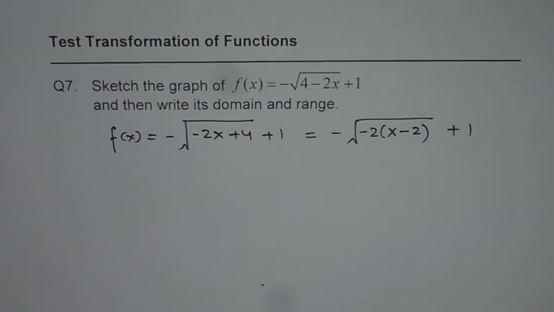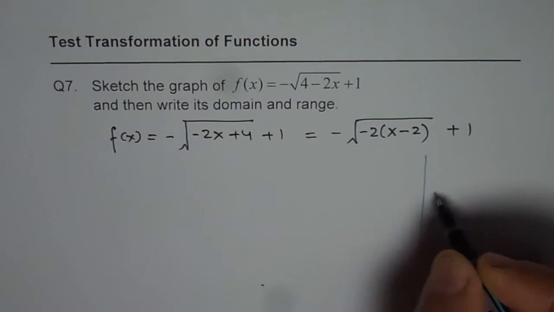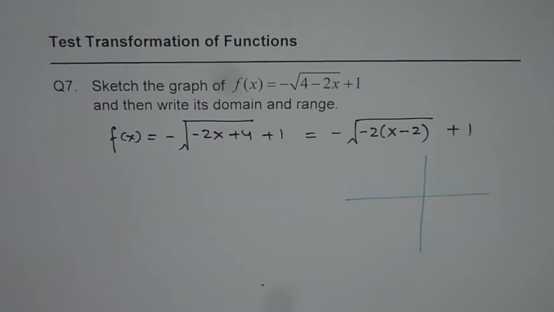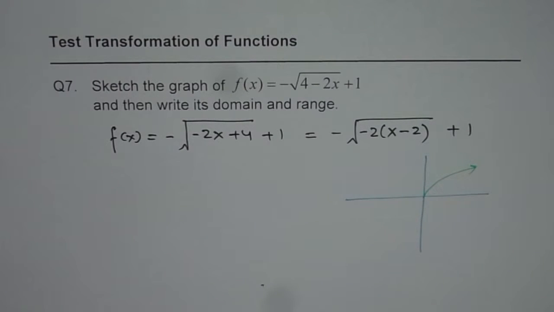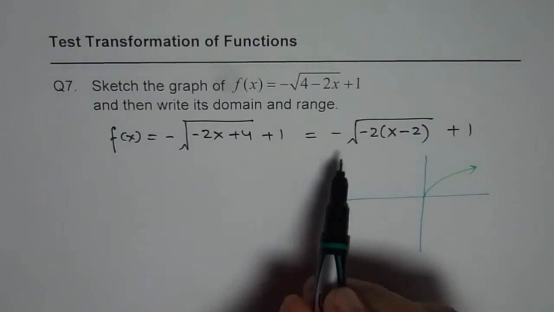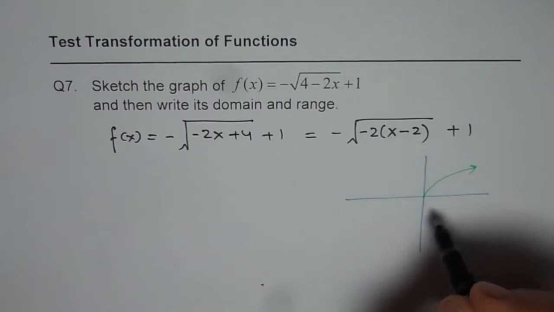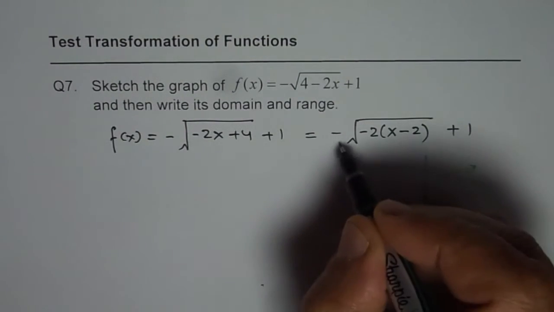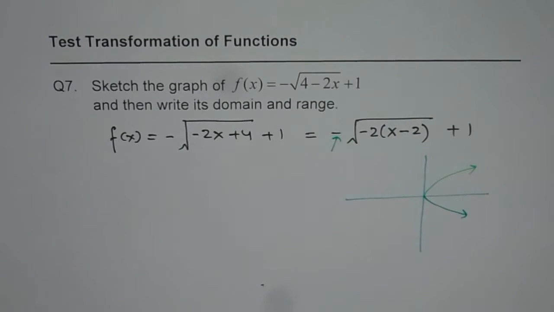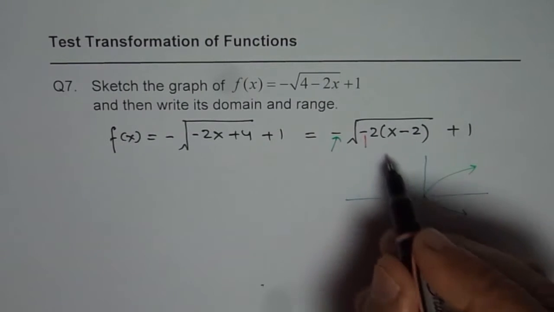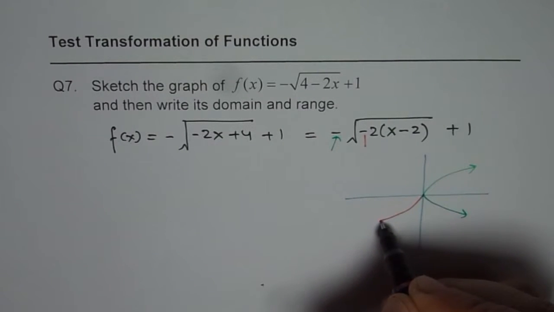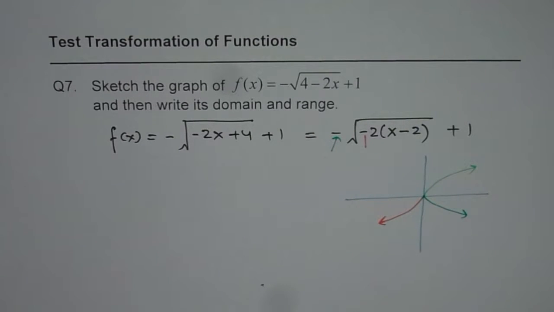So first let me show you a rough sketch, and then we'll actually work on the key values, the key points, and then sketch it. Basically the square root function is kind of like this. When we say negative, we are considering this. This negative is a reflection. And then let's consider the other color, which is horizontal. So this is kind of like this.